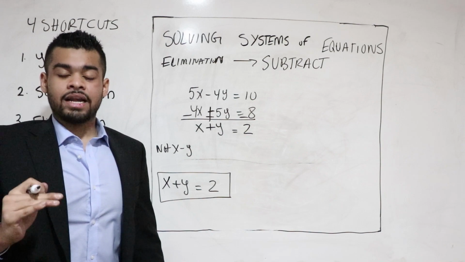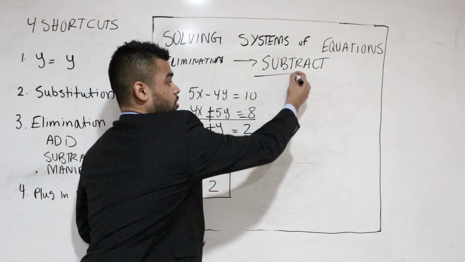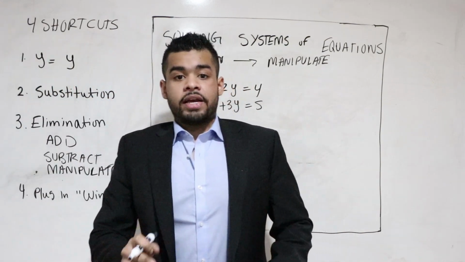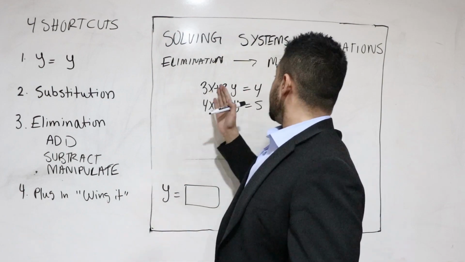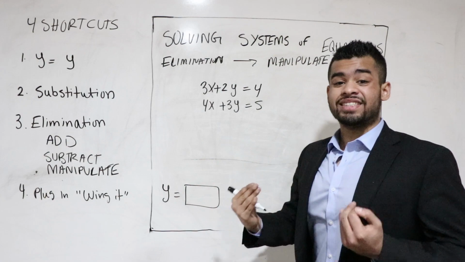So guys, add or subtract. In here, adding wouldn't have worked. That's why we subtracted to get x plus y. Okay, so now is the third branch of elimination, which is to manipulate. We're going to manipulate the equation in a way to find our desired variable.